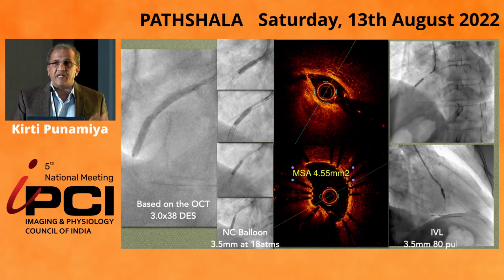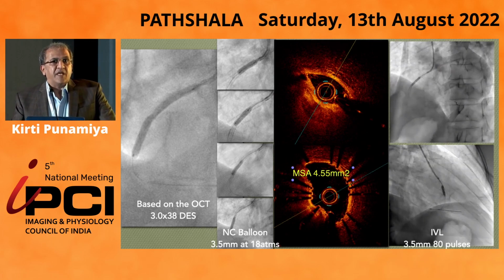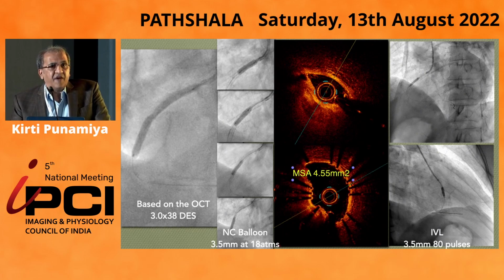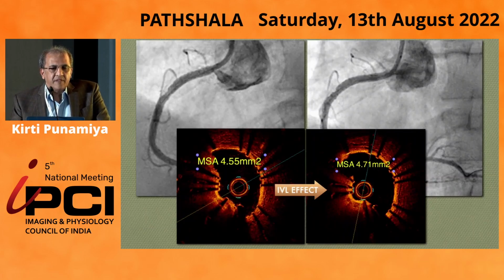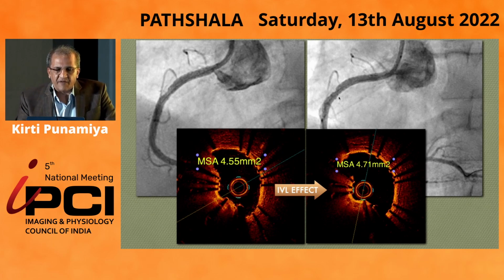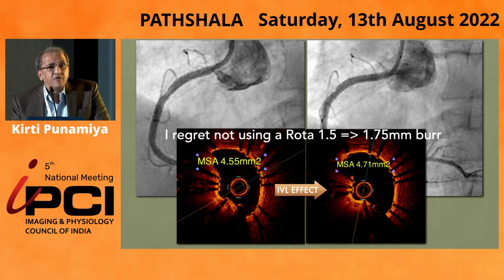The only device left now for me to try was an IVL. So we took in a 3.5 IVL at 80 pulses. What happens? This was the angiography before. This is after the IVL. Not much of a difference. And look at the OCT. I've improved the MSA by 0.2. So I'm not sure if I did any good to this patient using that IVL. I regret not using a rotablator in this patient, for sure. Maybe a 1.5 and a 1.75.